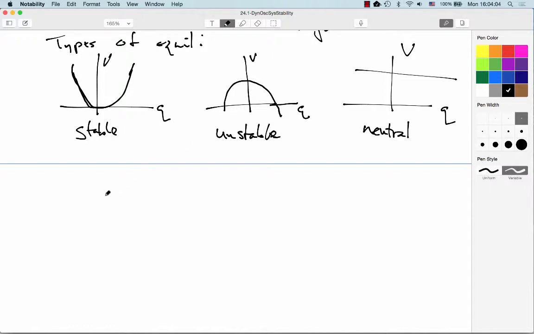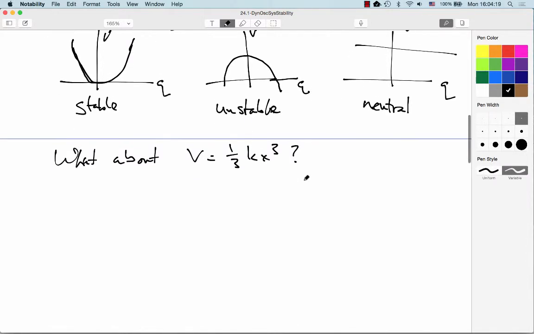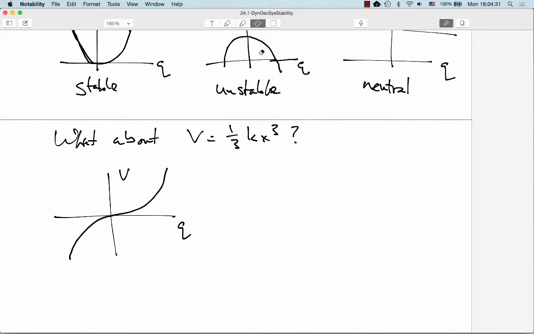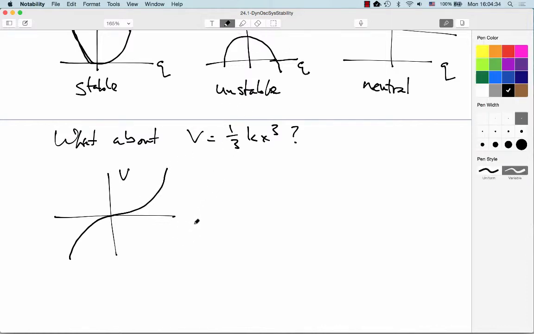Let's say our potential, or instead look at something like, say, 1/3 kx cubed. All right then, so if I plot that, V of Q, like so. Suppose I should call the generalized coordinate x here, since I gave it a name. All right, so if I plot that, now I got a bit of an issue.